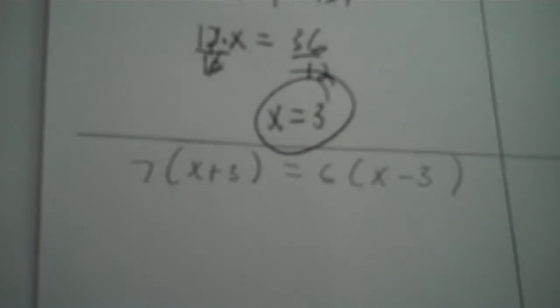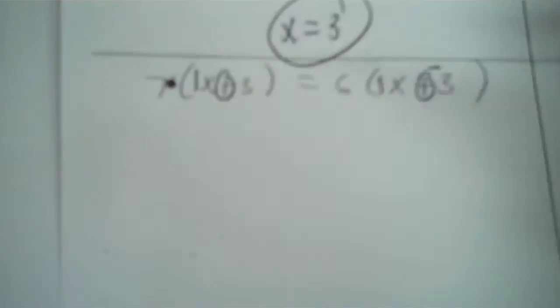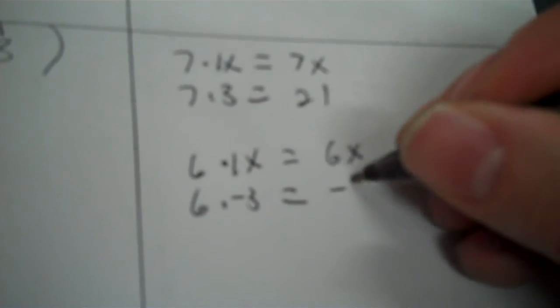Okay, my next problem. We've got double parentheses. That's not a problem. If you want to put a 1 there, that's fine. Some people do, some people don't. Some people know that that's going to be 7x without putting the 1, it's up to you. So I take 7 times 1x and 7 times 3. So that's 7x and 21. Then over here, 6 times 1x, 6 times negative 3. So 6x, negative 18.